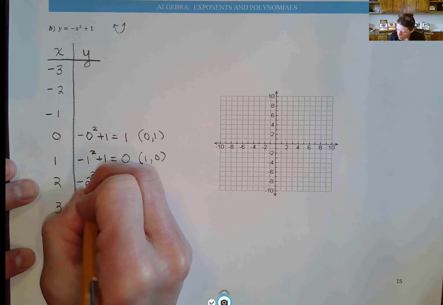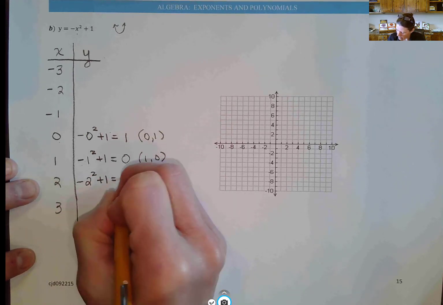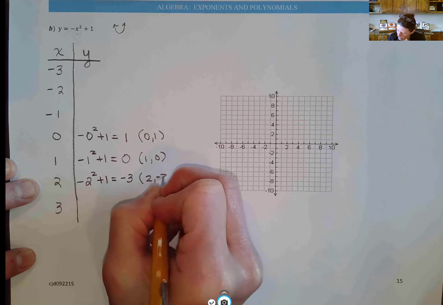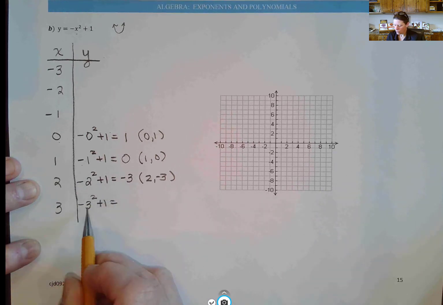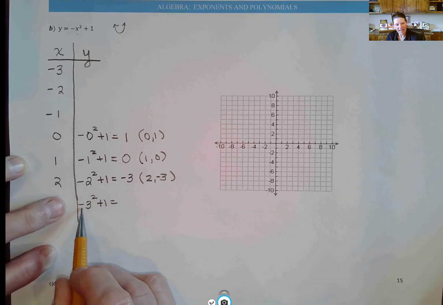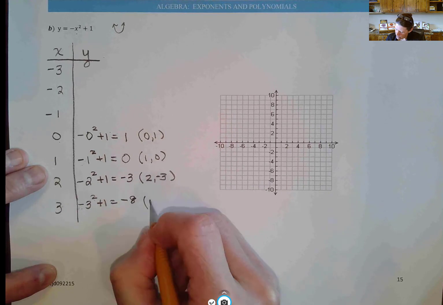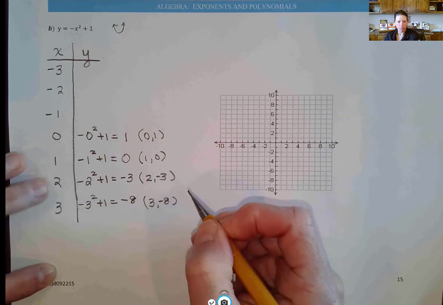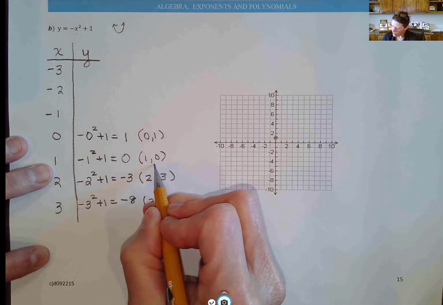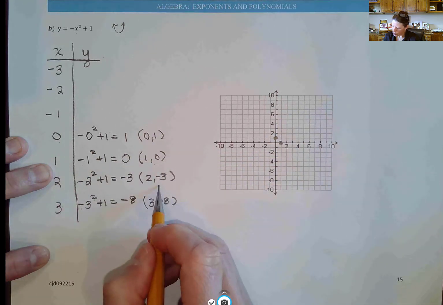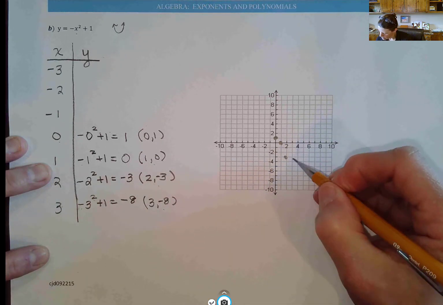The negative of 2 squared plus 1. That's the negative of 4 plus 1, or negative 3. So 2, negative 3. The negative of 3 squared plus 1. Okay, 3 squared is 9. Change the sign to negative. Negative 9 plus 1 is negative 8. This is the ordered pair 3, negative 8. And I think I'll plot these points now. We've got 0, 1, 1, 0, 2, negative 3, and 3, negative 8.